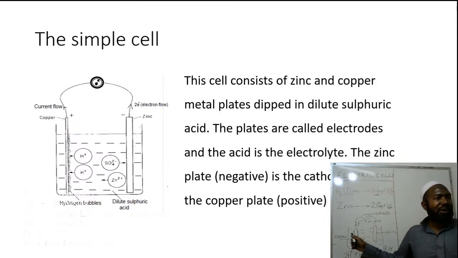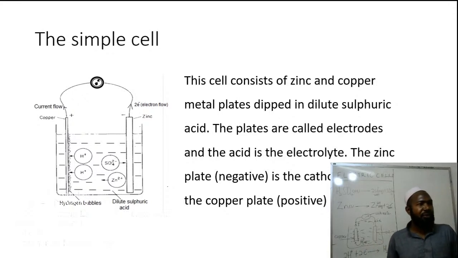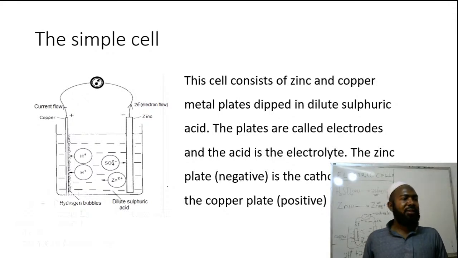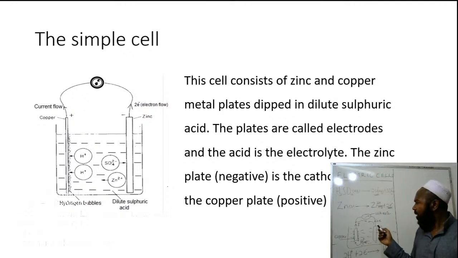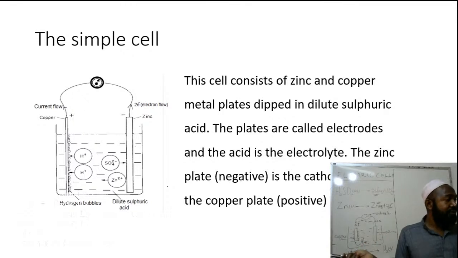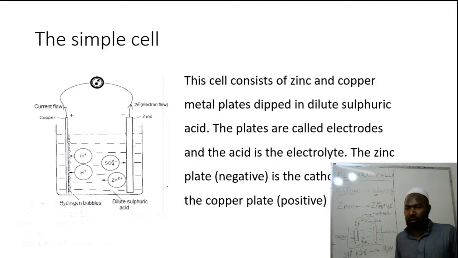Okay, now we go to defects of a simple cell. Defects are weaknesses that develop within a cell. You realize that this cell cannot work for life. It works for a certain period and then stops. Are you getting it? And what are the major causes of this defect? There are two defects. One is polarization. That is the first defect.